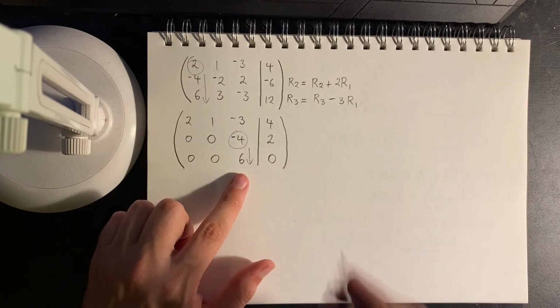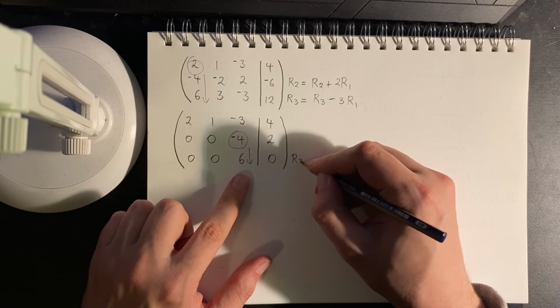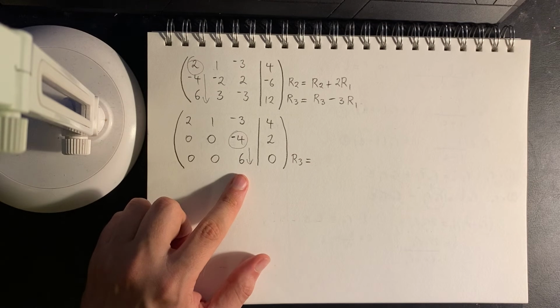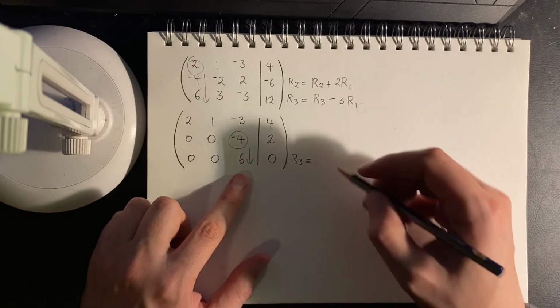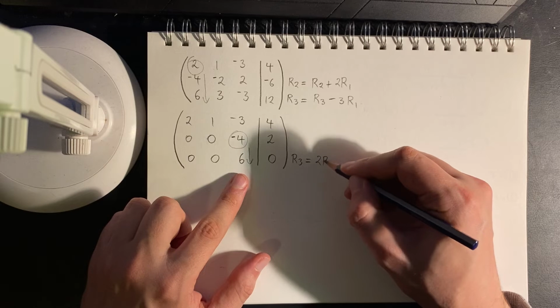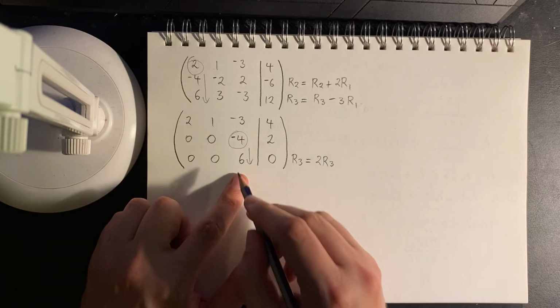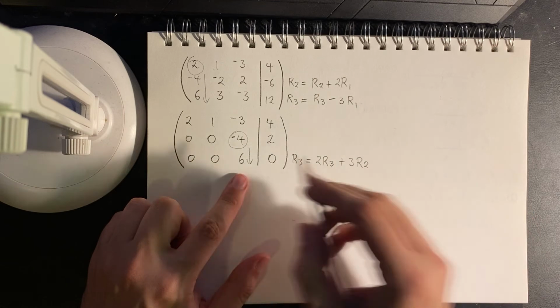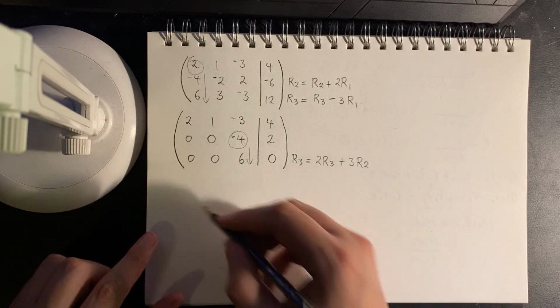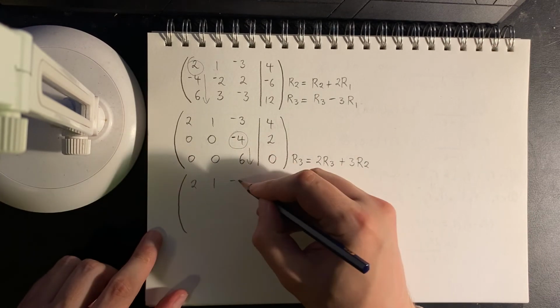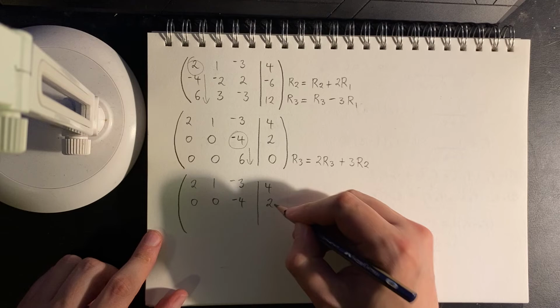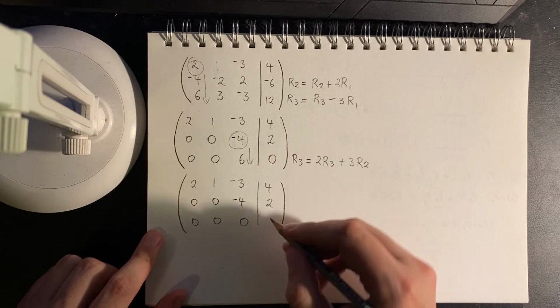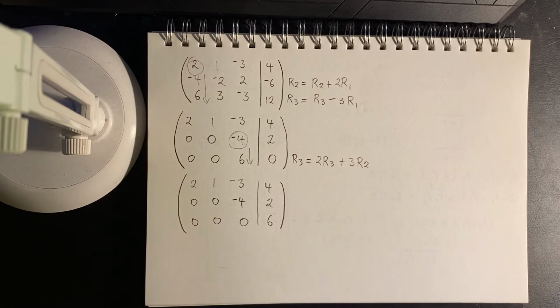So I can say row 3 equals, and I think of the lowest common multiple of 6 and 4, which is 12. So I'll go 2 times row 3, that'll give me 12 there, plus 3 times row 2, that'll give me -12 there. Okay, there we are. So we've got a funky situation.